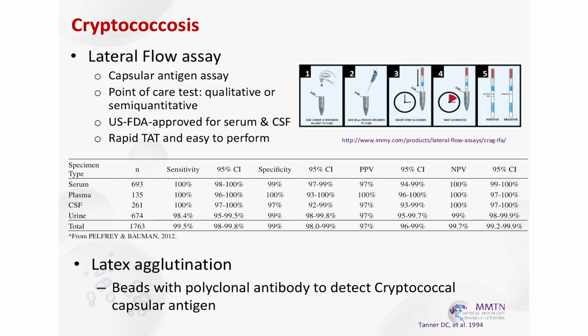Here, it can work with any specimen: serum, plasma, CSF, or urine. Or if you have a rich laboratory, you can use this strip for identification too. You can use it for Cryptococcus laurentii, and you can use it for Candida albicans if it is negative. So something like this you can apply if you have the budget. Latex agglutination: what is it? It's beads with a polyclonal coat to detect the antigen. We're still in the world of antigen, okay?